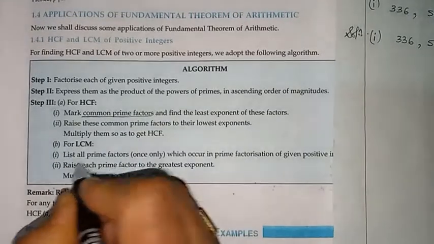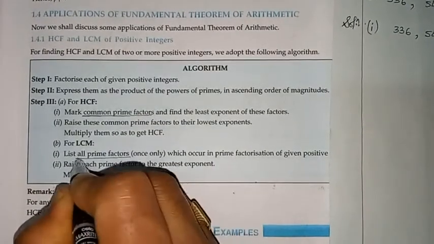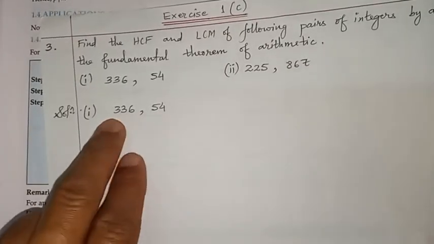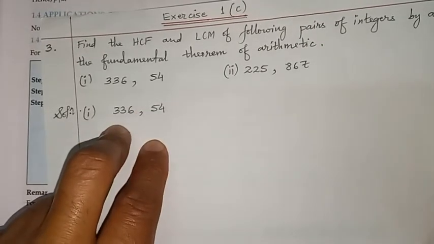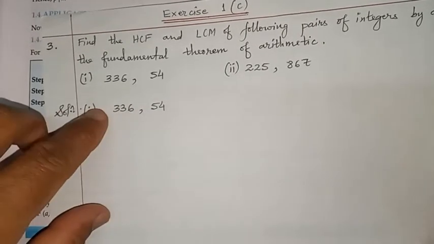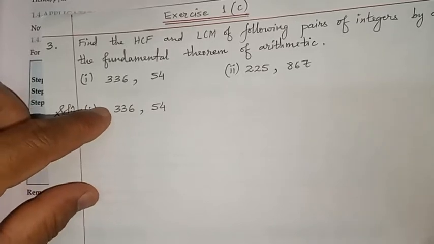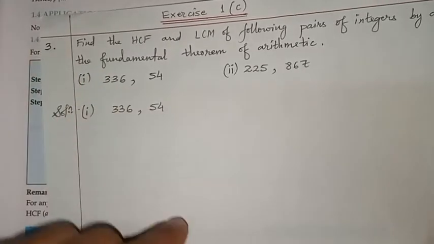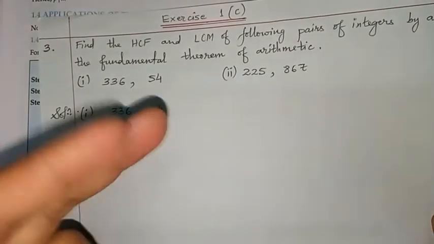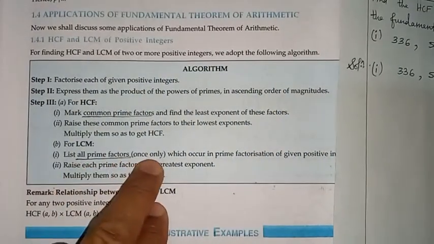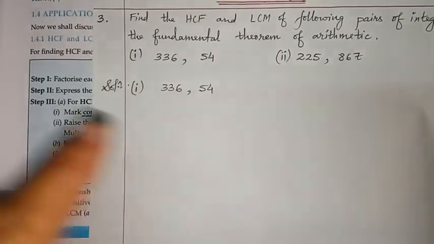Only common. But here, all. Whatever prime numbers are there, means in 336 and 54, whatever prime factors come in this first number and this second number, write all the prime factors, need not be common. Like suppose we have a prime factor here, say 7, but here we don't have it, but you can write 7 because it's a prime factor. So need not be common; common also take and not common also take. Write all the prime factors but only once. Suppose 2 is coming here also and here also, just write that 2 once only.